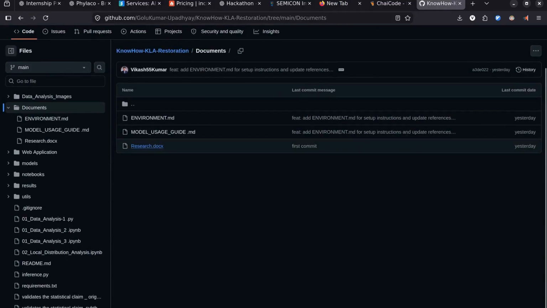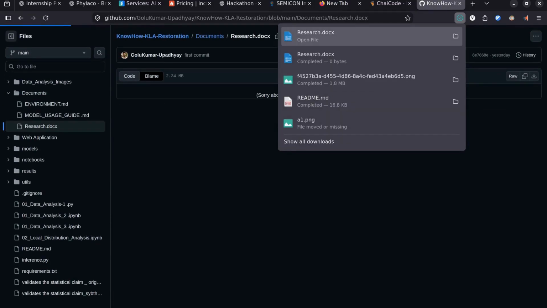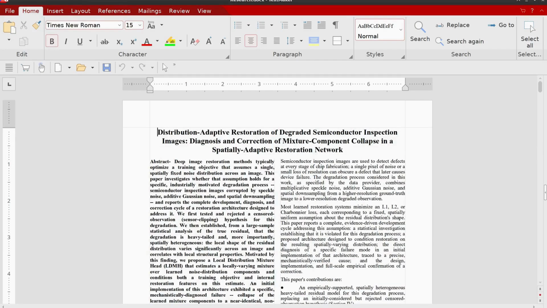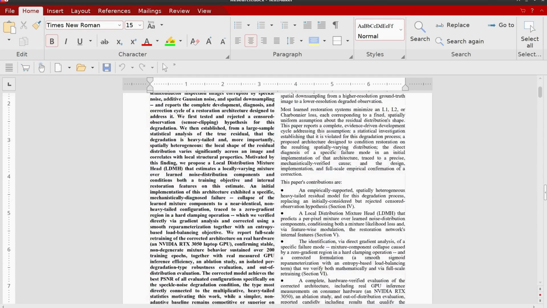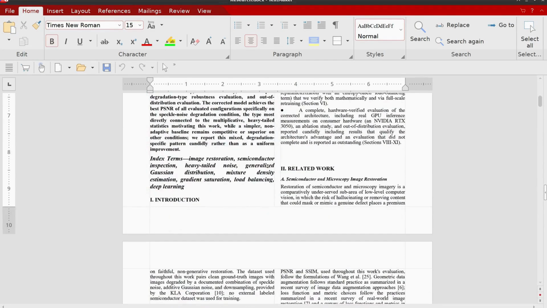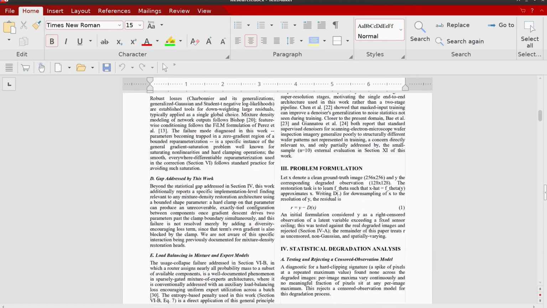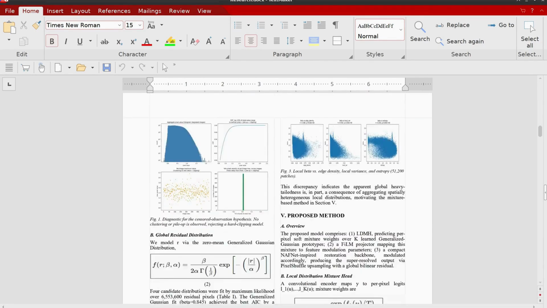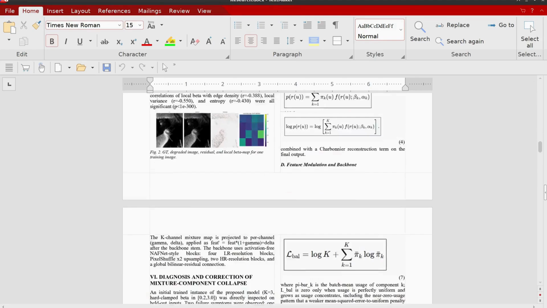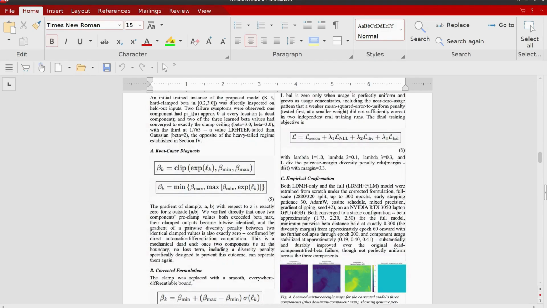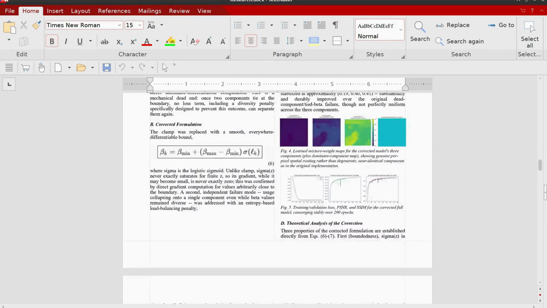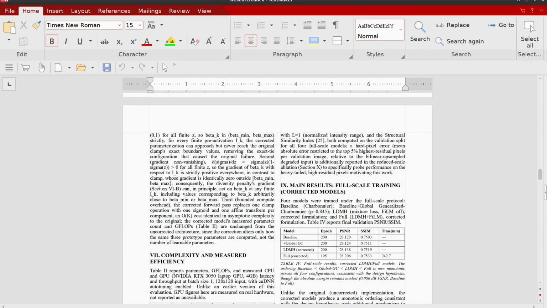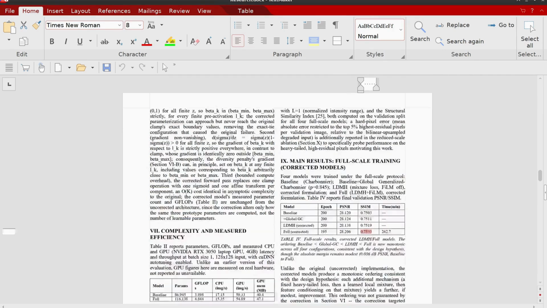We evaluated 4 configurations under the same full-scale training protocol. The baseline achieved 28.120 dB PSNR and 0.7503 SSIM. Adding the global heavy tail formulation produces a small improvement. The LDMH model improved further, and the complete model with LDMH and FiLM achieved our best full-scale result, that is 28.206 dB PSNR and 0.